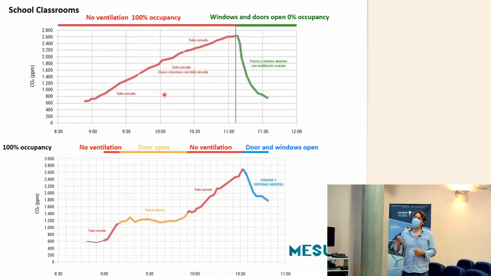This is a school classroom. Okay, we have a school. It starts, as you can see, already at 700. So probably there was something here, so the room was not empty, okay? We have 100% occupancy of the room. So all the students were in the room, everything was closed. As you can see, the CO2 level starts to rise up to even 2,600.